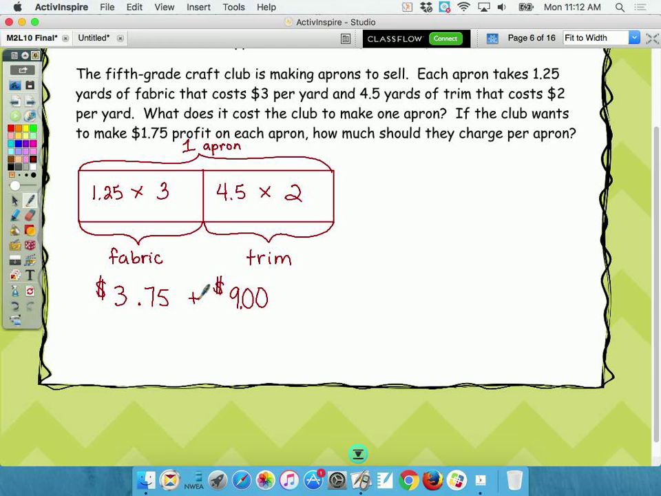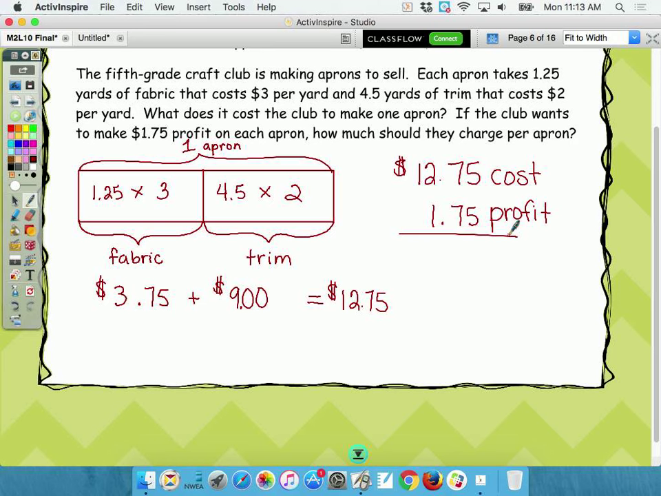So the total cost of an apron, boys and girls, what is it? $9 plus $3.75, $12.75. Okay, $12.75. Now here's the part. I don't want anyone shouting out the answer, okay? But if they want to make a profit of $1.75 on each apron, how much do they have to charge to sell it? This is how much it costs to make it, okay? So $12.75 is the cost of supplies. They want profit. What does profit mean? They want the money back. They want the money left over.